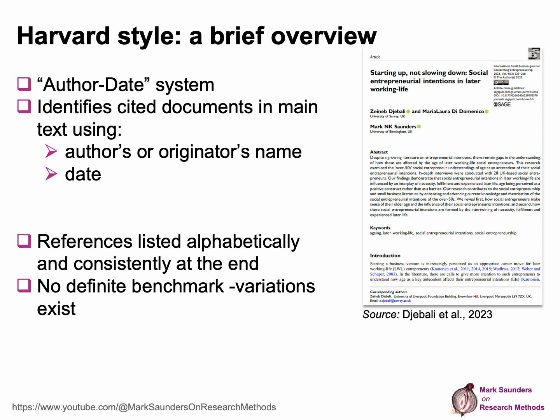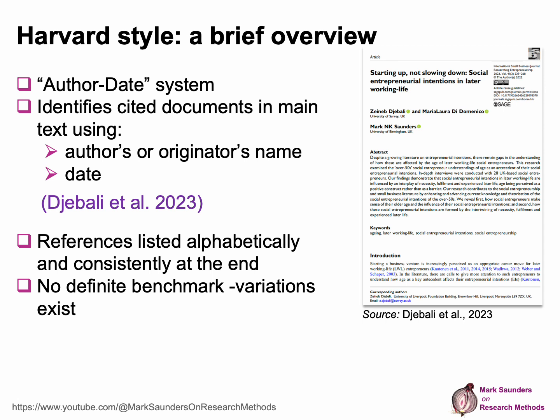Let's start by having a brief overview of how we reference journal articles using Harvard referencing. We do this using an author-date system. This identifies cited documents, in this case journal articles, in the main text using the author's or originator's name and their date. So, for the paper on the right, which has three authors, we say Jabali, the first author, et al., which means and the others, and then we give the date, 2023. At the end of our document, the references are listed alphabetically and consistently.